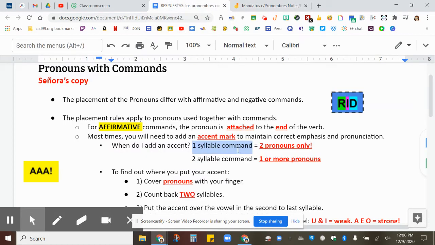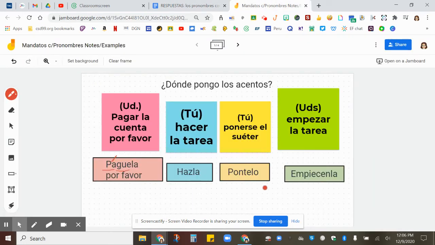If I go back to my notes, I've got a one-syllable command now with two pronouns. How do I find where I put my accent mark? I cover up the pronouns. That's te and lo. Two pronouns. Cover them up. All I'm left with, one syllable, is pon. So the accent mark must go here on the O. Póntelo. Put it on, meaning the sweater.